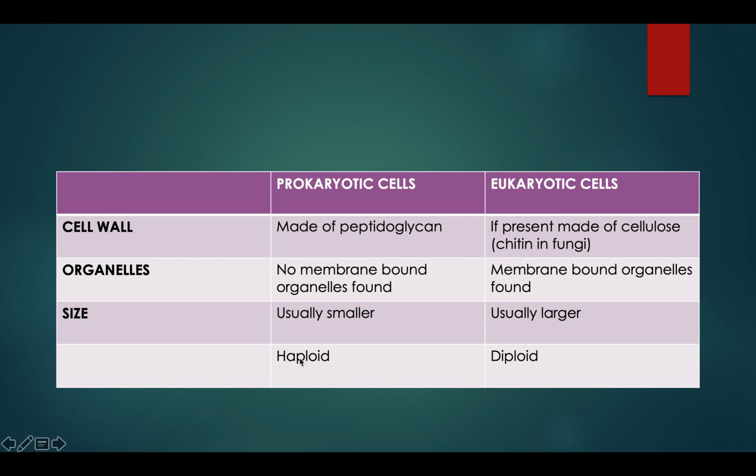Size, as we said, it's a primitive cell, so just imagine it's old age and it's really small. It doesn't have much function, it's a smaller type of cell, and the eukaryotic cells are usually larger because they've got all those big heavy organelles and all those parts which do the work for them. So that's the reason they're larger. And they're usually haploid, that is, they have a single gene, and eukaryotic cells are diploid. So that's not much of a deal, but yeah.